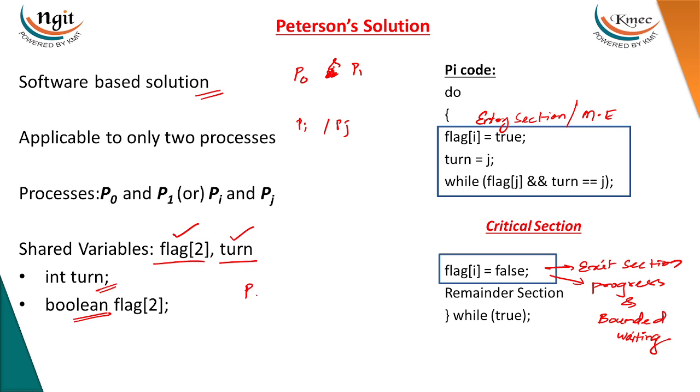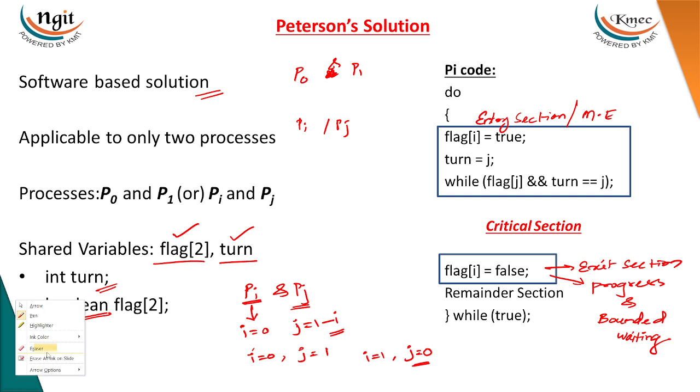Assume that you take Pi and Pj as the process names. If you take the i value equal to 0, then the j value equals 1 minus i. The formula for j is 1 minus i. That means if i equals 0, j equals 1. If you take i equal to 1, then j will become 0, because 1 minus 1 is 0. Usually we take it this way.